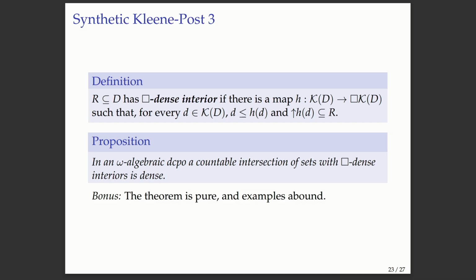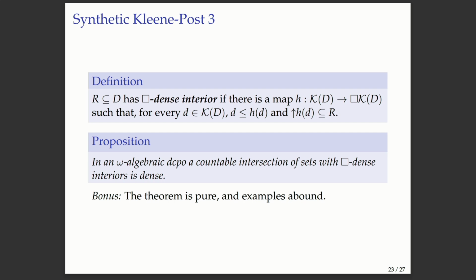So say that a subset R of D has box-dense interior, not if we have this H witnessing the density, but H has the box. So it maps from KD to box KD. So it's a little too weak to give us the actual density. Okay, so that's box-dense interior. Here's a statement: in an omega algebraic DCPO, a countable intersection of sets with box-dense interiors is dense. That's the synthetic Kleene-Post.